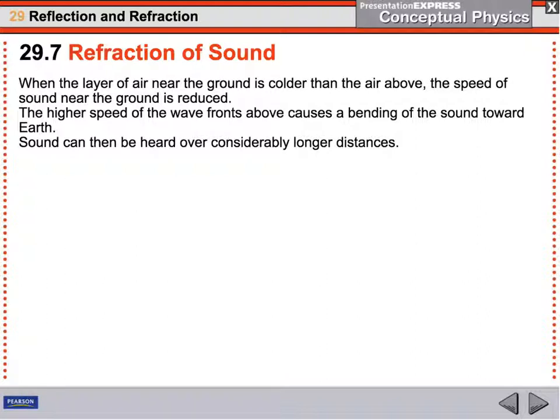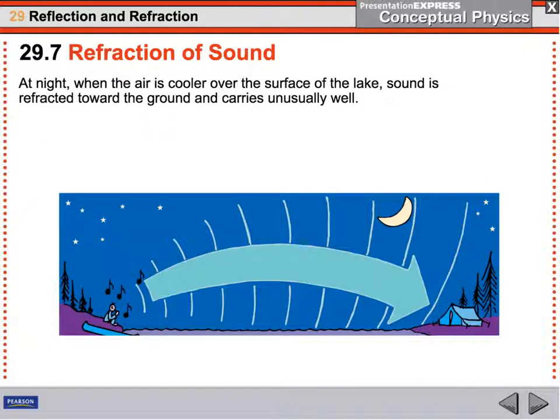When the layer of air near the ground is cooler than the air above, the speed of sound near the ground is reduced. The higher speed of the wavefronts above causes a bending of the sound towards the earth. Sound can then be heard over considerably large distances. At night, when the air is cooler over the surface of the lake, sound is refracted towards the ground and carries unusually well.